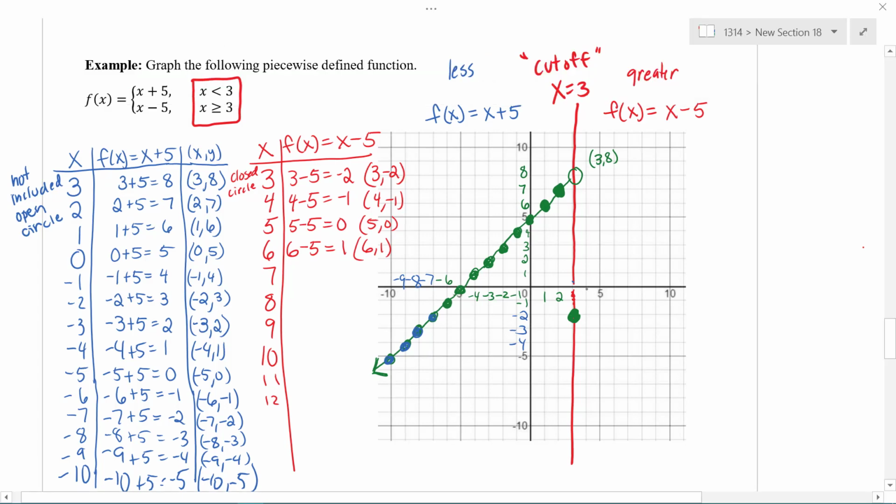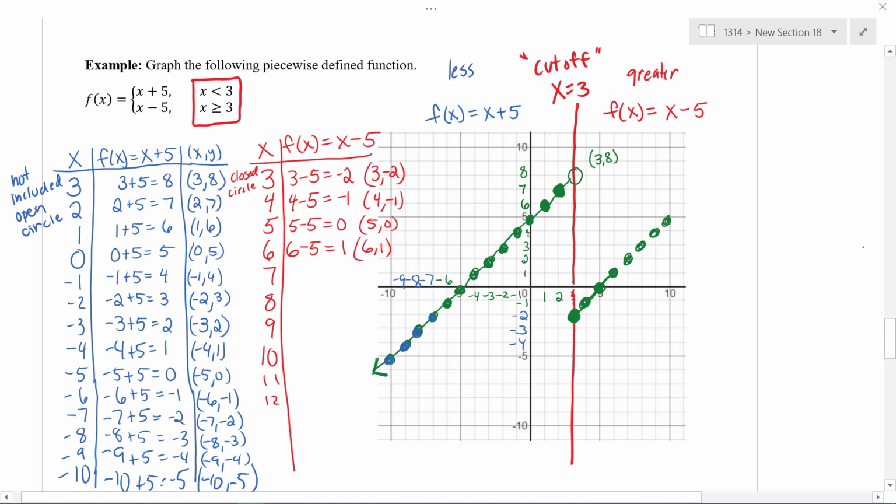Alright, so 4 comma negative 1 would be here. 5 comma 0 would be here. 6 comma 1 would be here. And I think we start to see again, to the right of that line, a pattern. It looks like I go to the right one and up one to get to the next point.